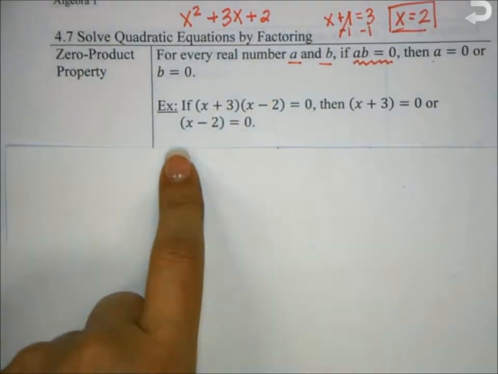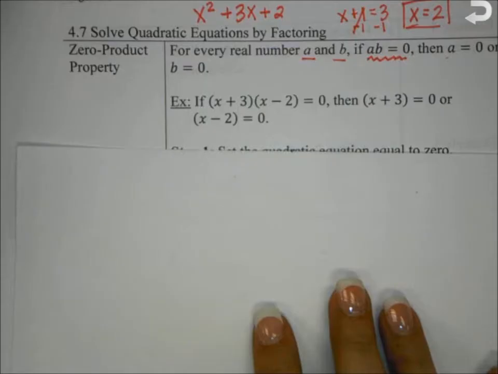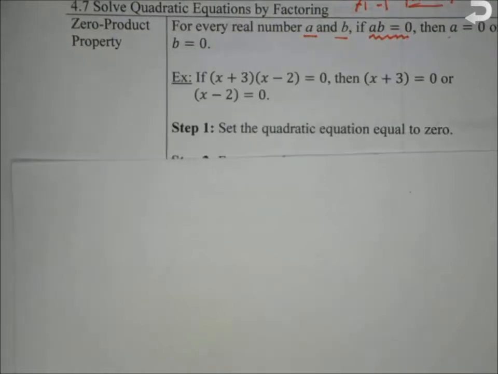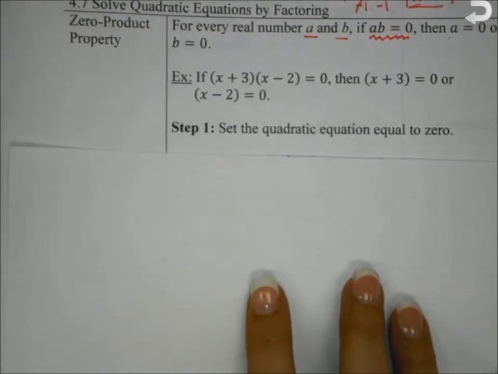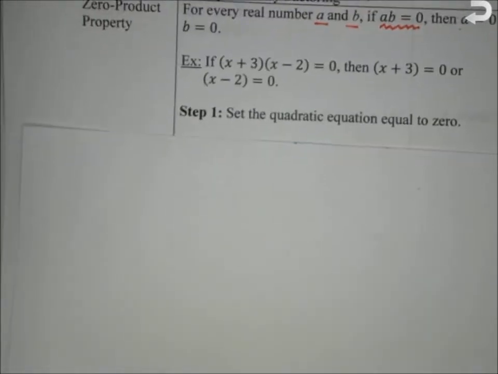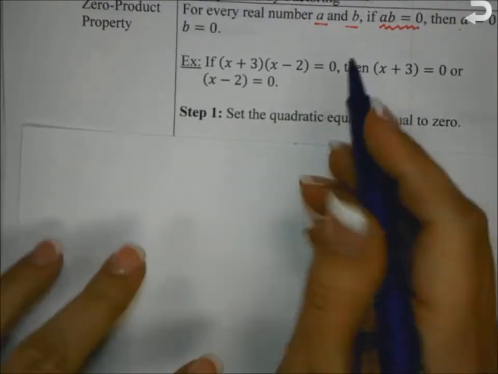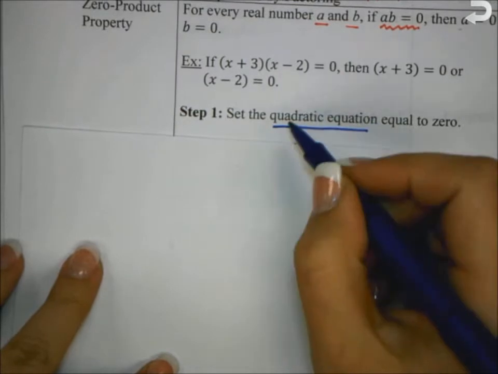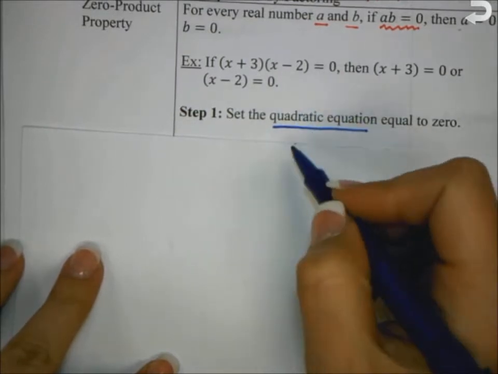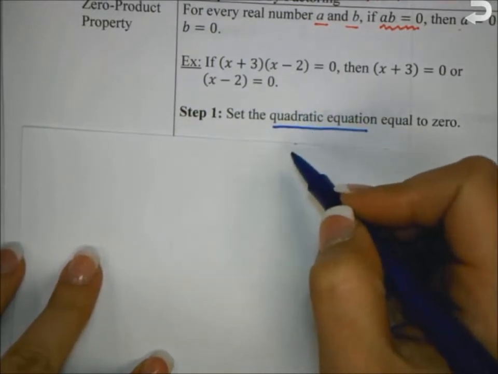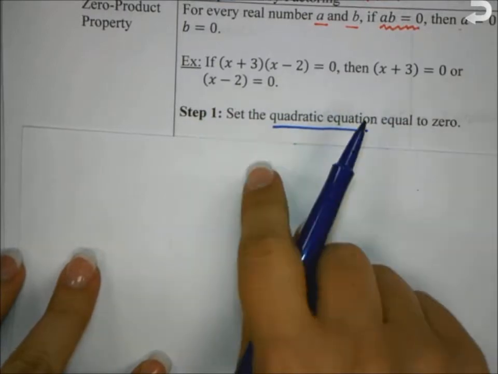So first thing we want to do is we want to set the quadratic equation. What is the quadratic equation? A quadratic equation is an equation that has an x squared in it. That's what we call it. Okay, so if there's an x squared, it's called a quadratic. So first step is we set the quadratic equal to 0.